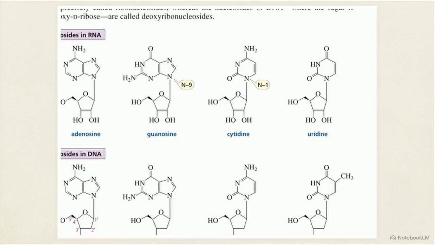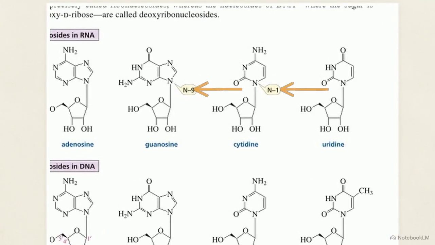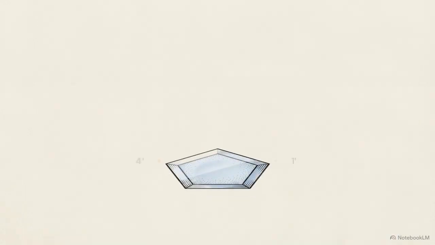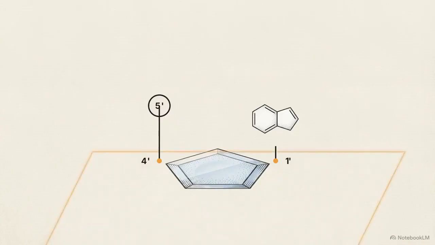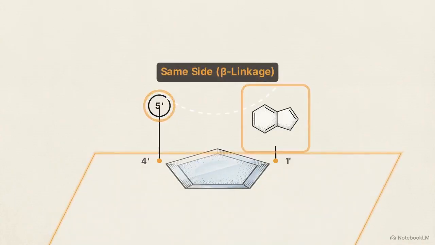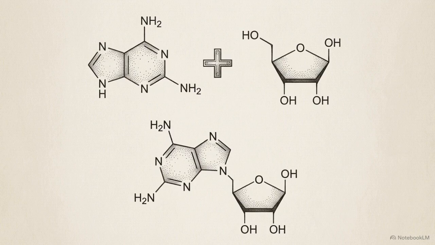This image maps how these bases attach to the sugar ring. The connection forms at the anomeric carbon, the 1' carbon of the sugar. It links directly to a nitrogen atom on the base, nitrogen 9 for a purine or nitrogen 1 for a pyrimidine. This connection relies on strict stereochemistry. It forms a beta-glycosidic linkage, where the nitrogenous base and the substituent on the 4' carbon are positioned on the same side of the furanose sugar ring. A single base bonded to a 5-membered sugar ring in this specific configuration is called a nucleoside.